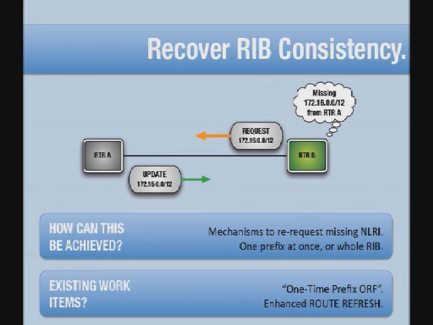The other way we can do it is to ask for the whole RIB, and Keyur Patel from Cisco has put together a draft that gives us a consistency.